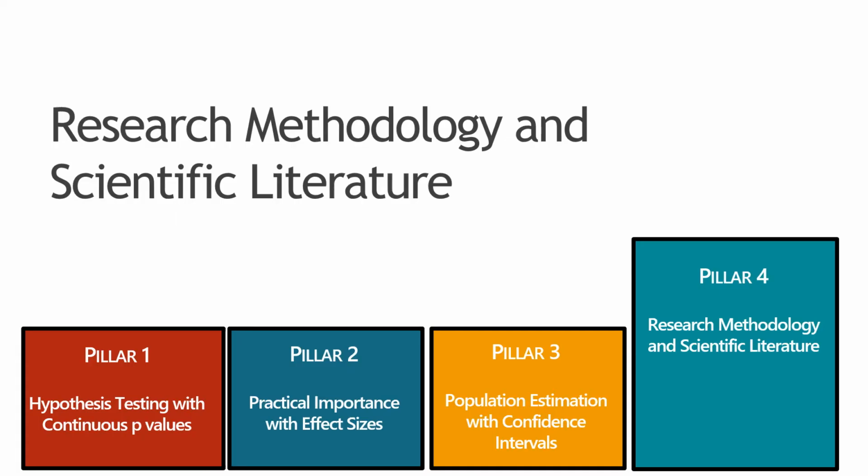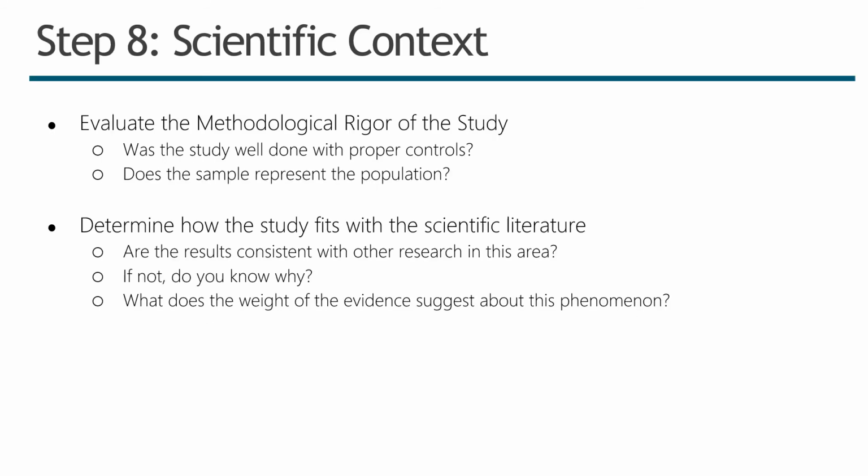All right, so now we've worked through the 3 pillars of statistical evidence: pillar 1, 2, and 3. We've worked through p-values, practical importance, and effect sizes. And now we want to at least acknowledge research methodology and scientific literature and try to put this study into context. In this case, we didn't give you a lot of information about the methodological rigor of the study.